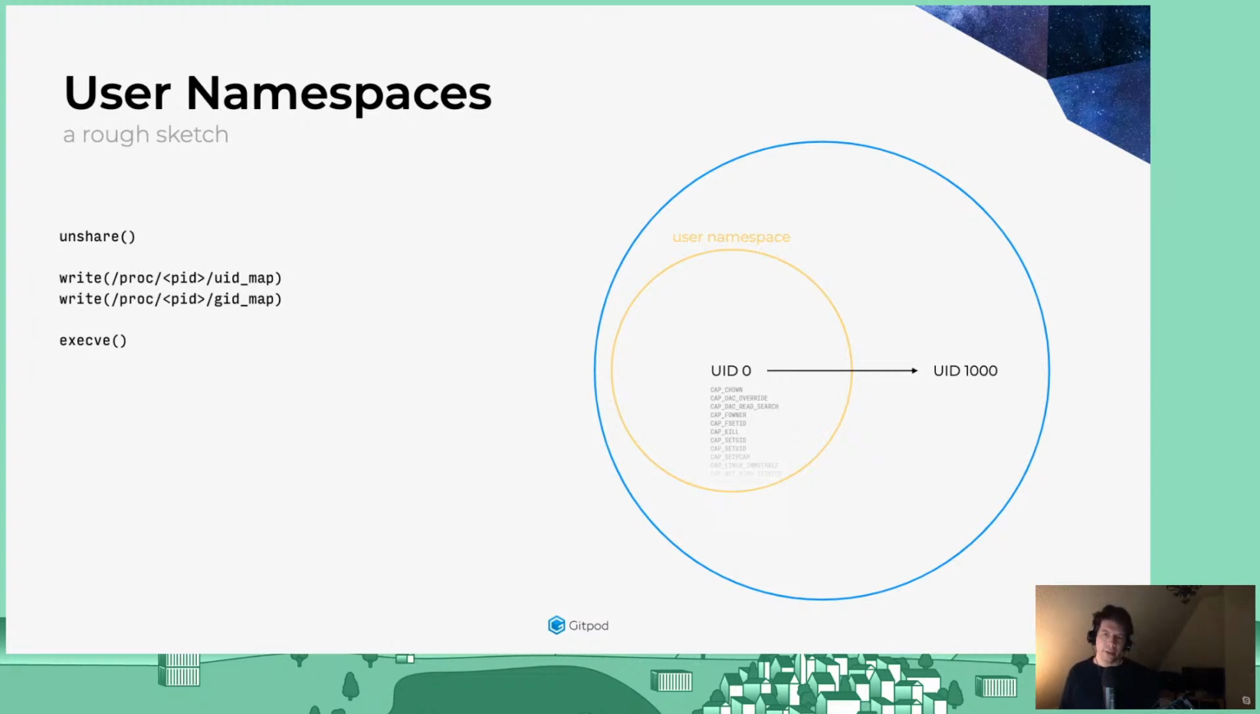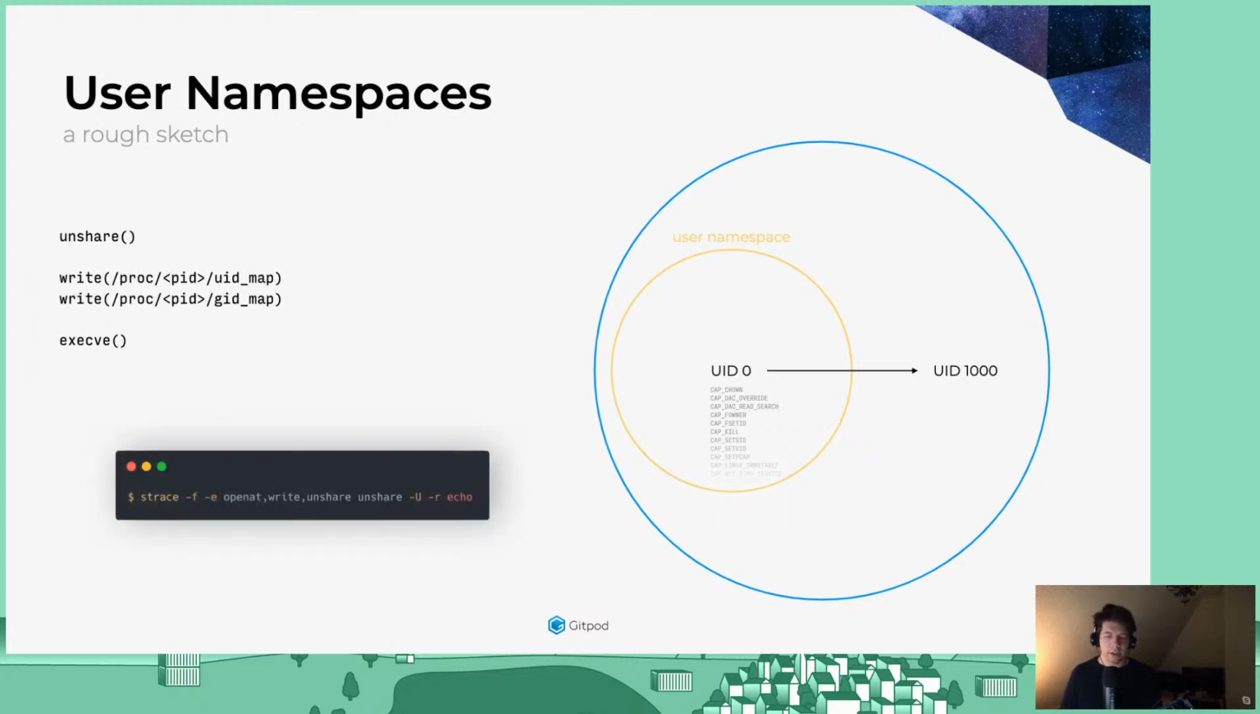You can actually try this yourself if you run this command. It's basically calling unshare minus uppercase U, which creates a user namespace, minus R, which maps your current user to UID 0 within that user namespace. And the strace in front basically traces the syscalls that are relevant here.